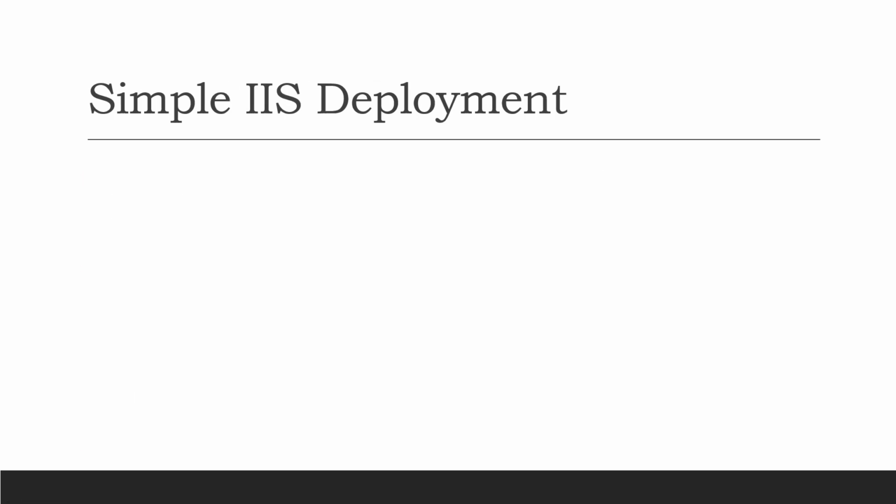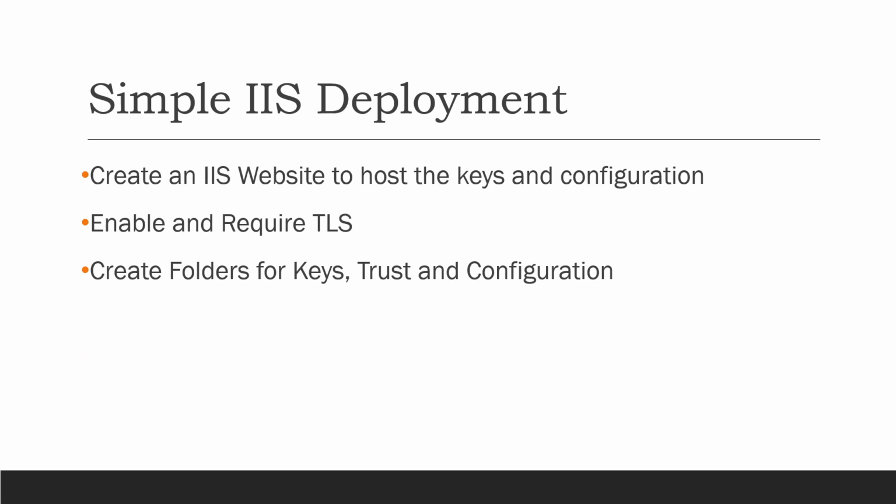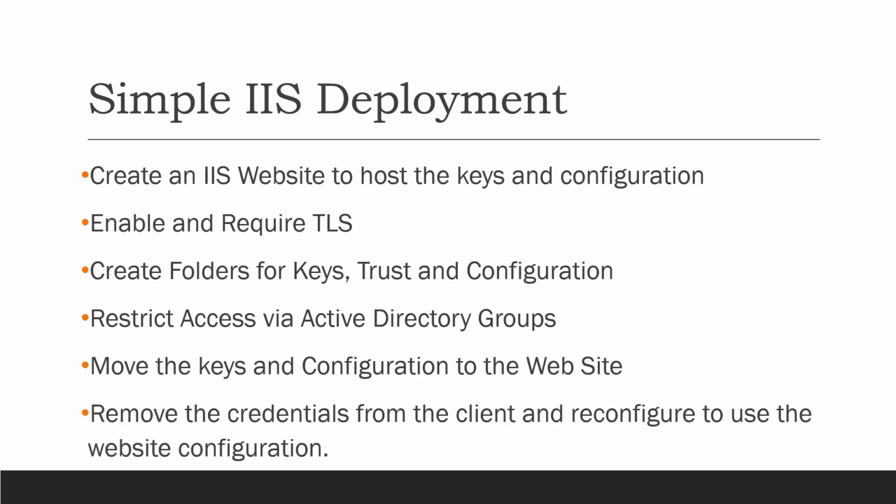So the way we're going to do that is to create an IIS website, and that will allow us to host the keys and configuration centrally. We'll enable and require TLS. We'll create folders for the keys, trust, and configuration. And then we'll restrict access using Active Directory groups. We can then move the keys and configuration from the client computer to the website. And then we can remove the credentials from the client and reconfigure it to use the website instead.